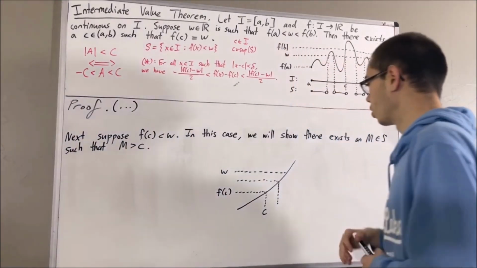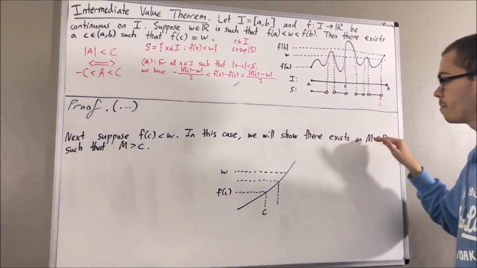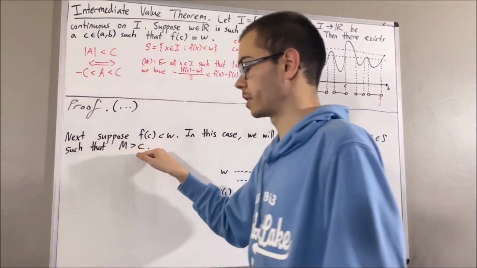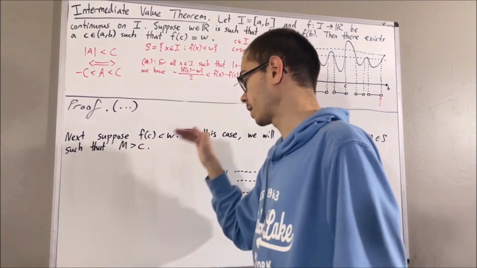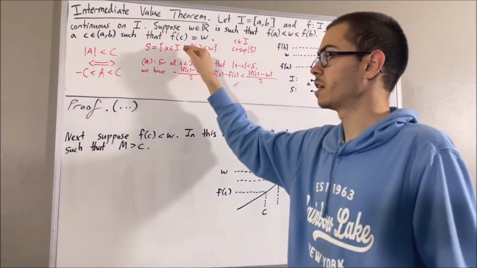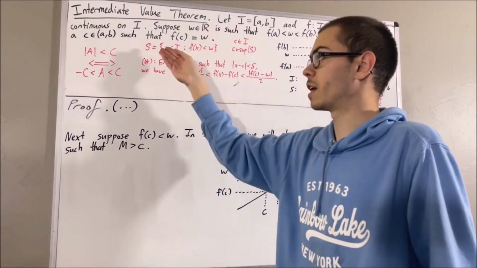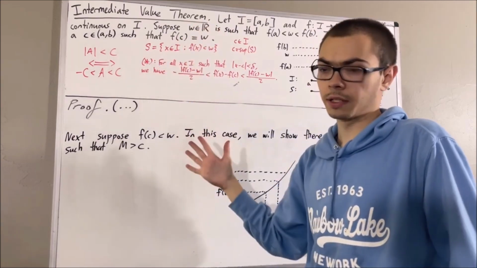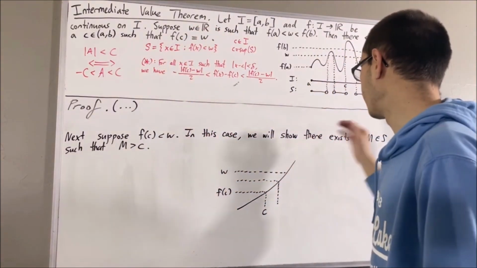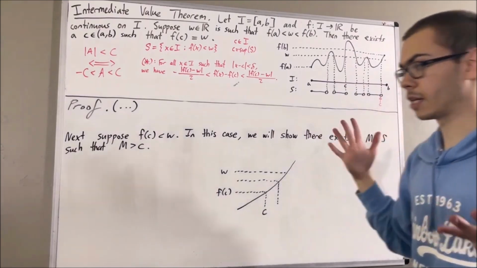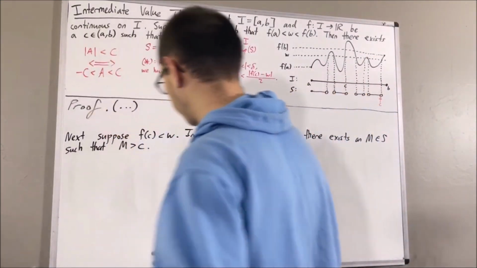Put another way, we're going to show that there exists an element M in S, such that M is greater than C. But this contradicts the fact that C is an upper bound of S, because what does it mean for C to be an upper bound of S? It means that every element of S is less than or equal to C. So in particular, we would also have that M is less than or equal to C, and that contradicts the fact that M is greater than C.